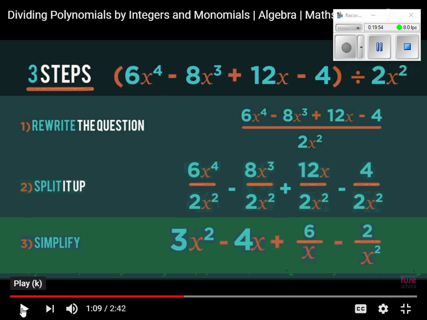So 12 divided by 2 is 6. Did everybody get 6? But did you write 6x for your answer? Okay, because where are the most x's? On the bottom. So x is going to stay on the bottom. Okay, and then here for 4 over 2x squared.